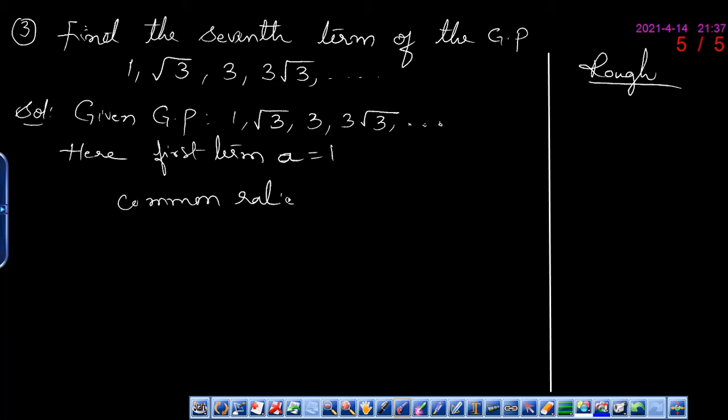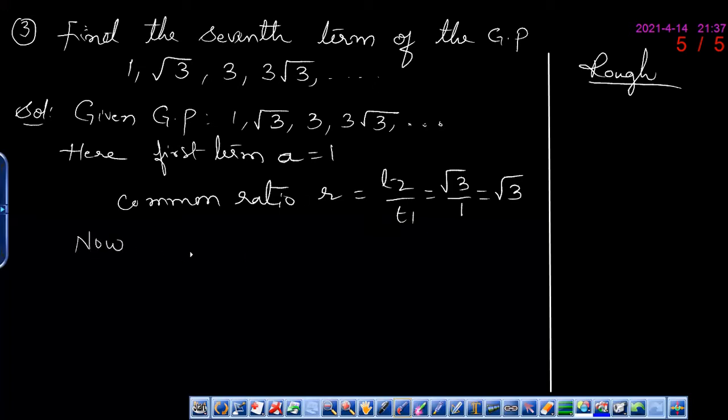The common ratio r equals T2 by T1, that equals root 3 by 1, that is root 3. Why are we finding only one ratio between two consecutive terms? Because the problem already says that the series is a GP.